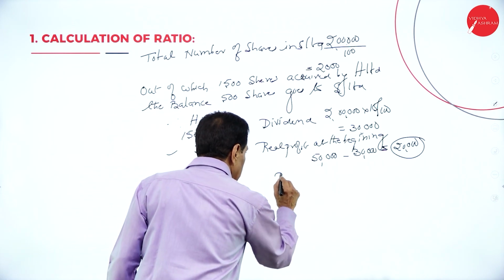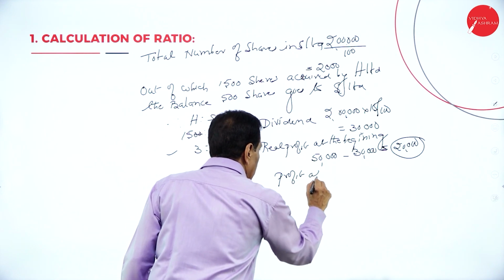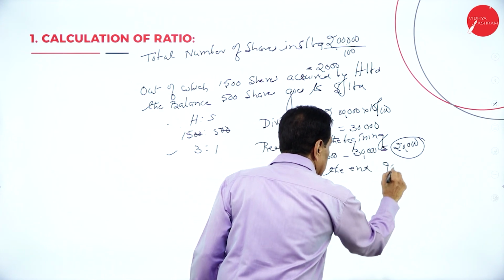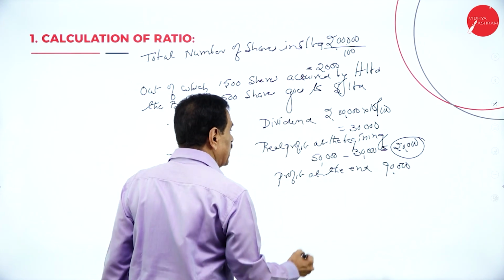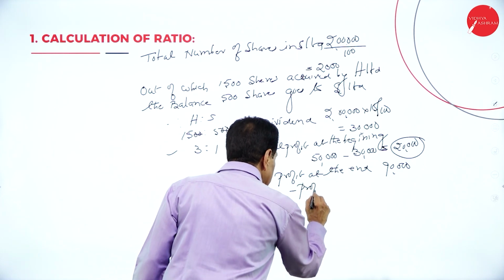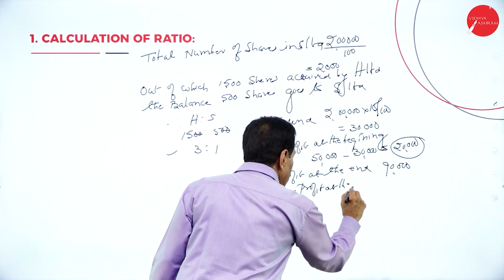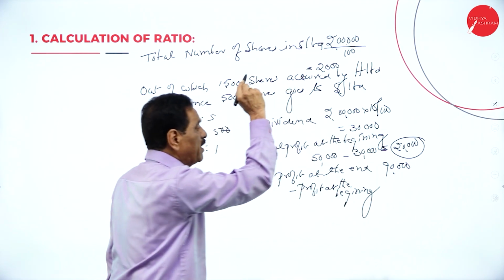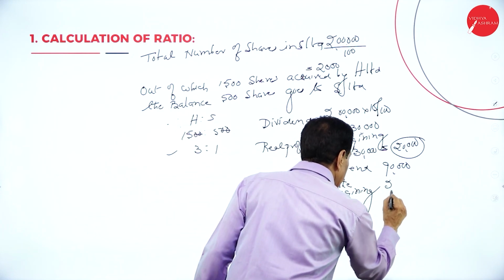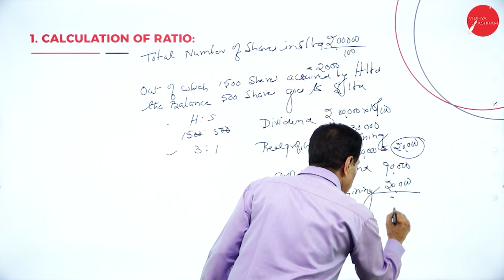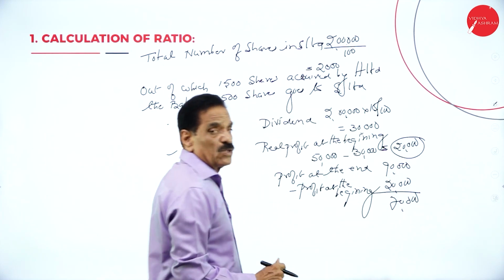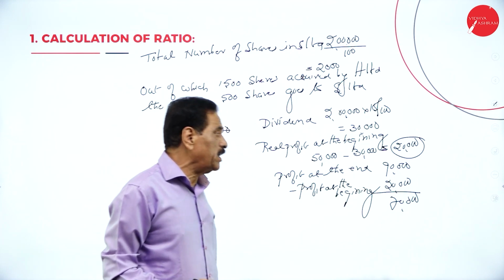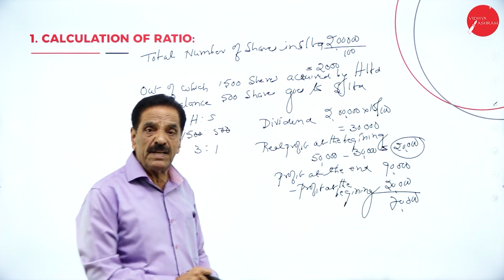Profit at the end, 90,000, minus profit at the beginning. Profit at the beginning is 20,000, balance is 70,000. So the end of the year profit is 90,000, the beginning is 20,000. What is the profit of the year? 70,000.